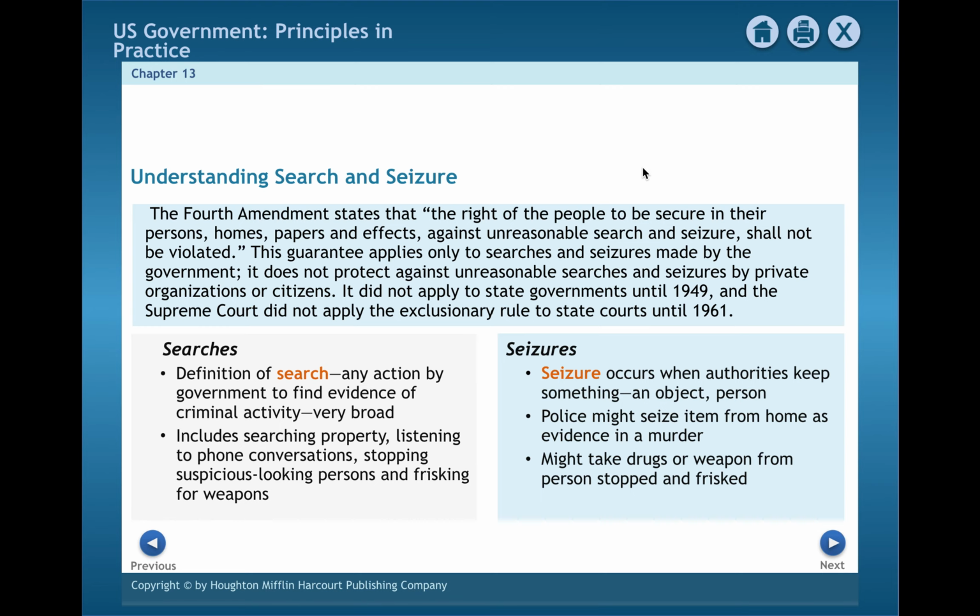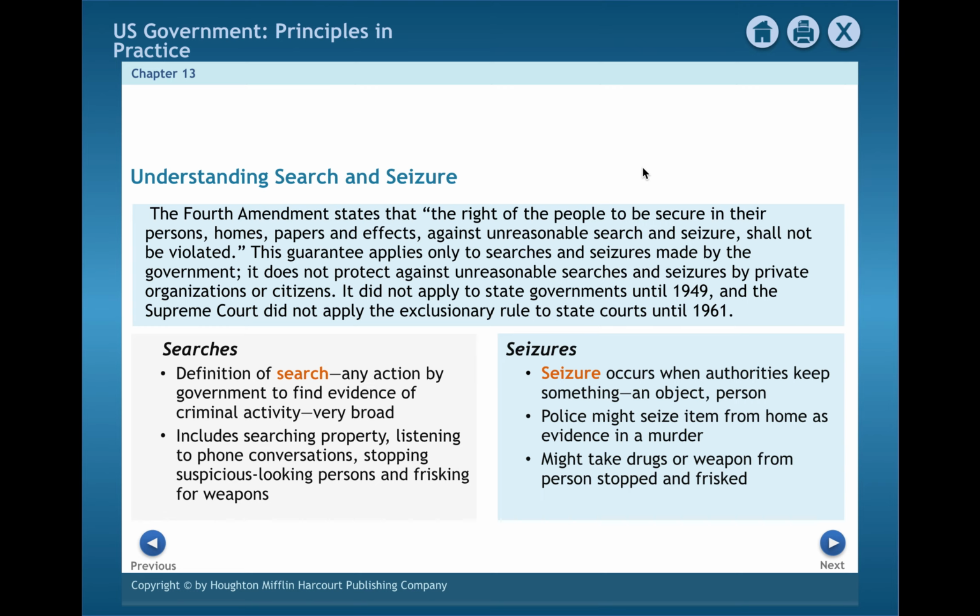So, according to your textbook, and as written in the Constitution, the right of the people to be secure in their persons, homes, papers, and effects against unreasonable search and seizure shall not be violated. As you remember from past discussions, we went over several terms. Today, we're going to look at Supreme Court cases that have helped to identify some of your freedoms and what ways your freedoms can be legally limited. All right? So, understanding searches and seizures.